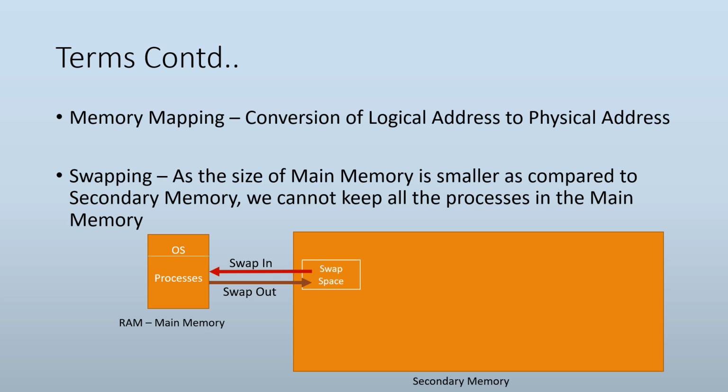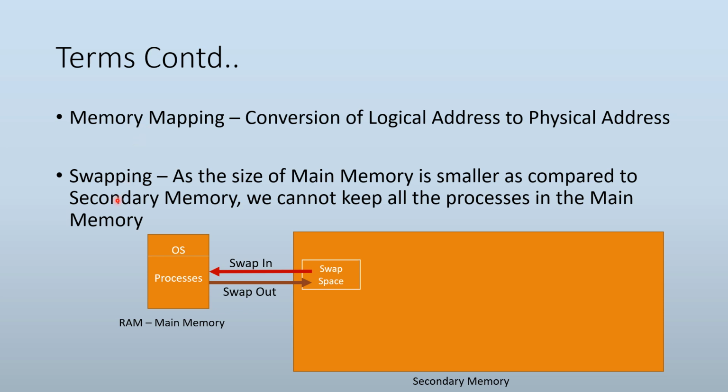I hope the previous terms are clear to you. Now the term is memory mapping. If you remember, the logical address was the address assigned by the CPU and the physical address was the actual address of the RAM. This conversion of the address allocated by the CPU to the actual address of RAM is known as memory mapping.